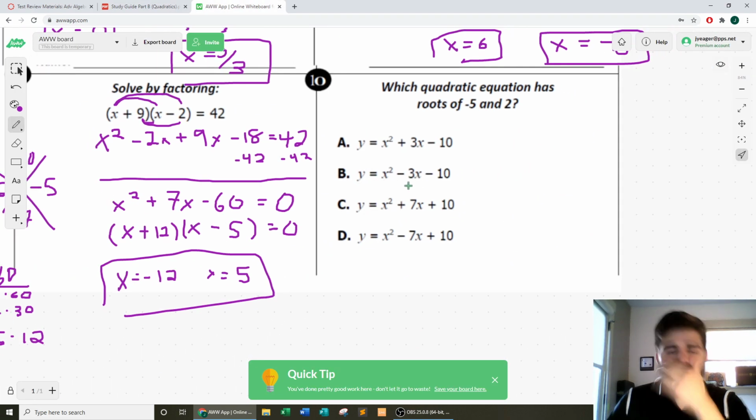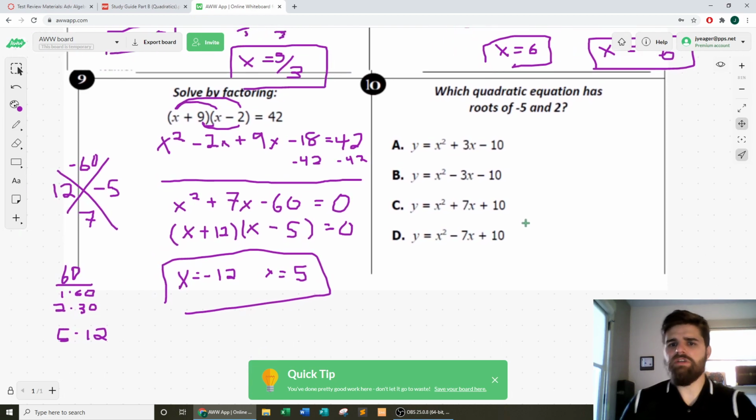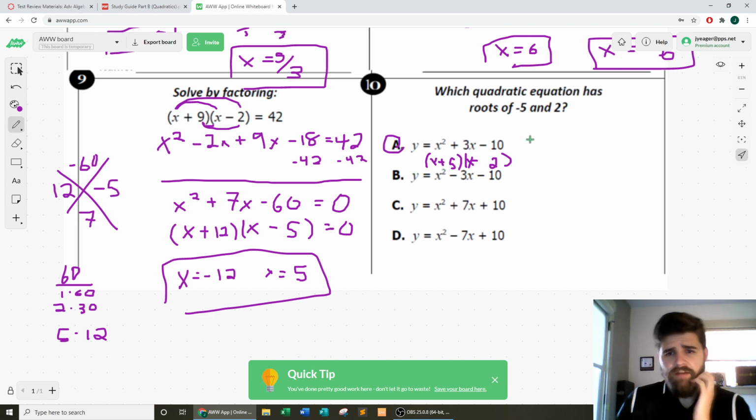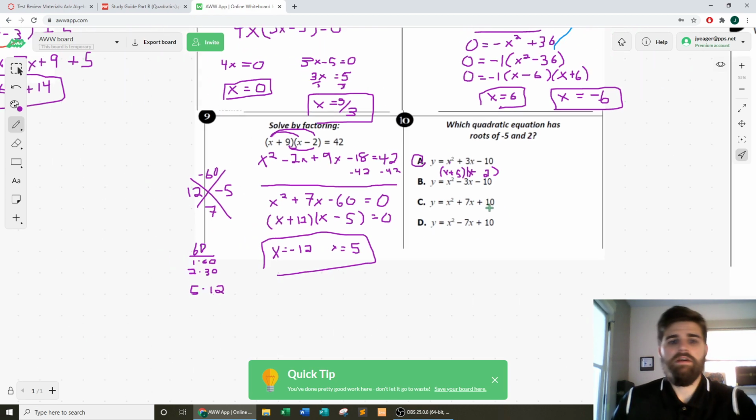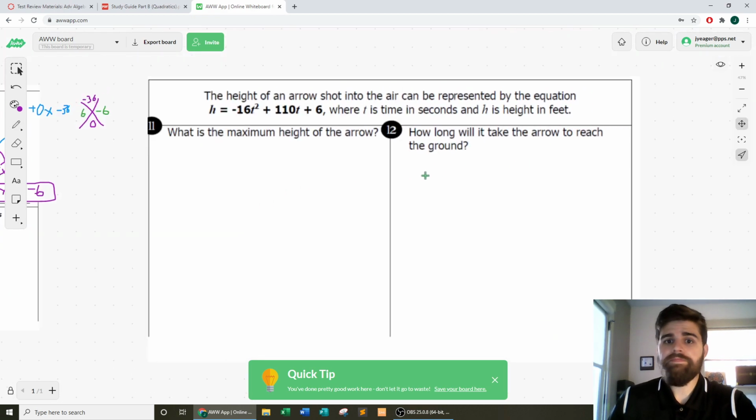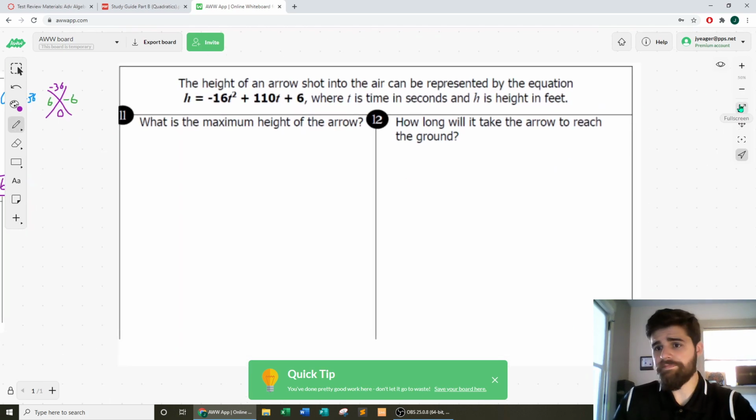Okay, number 10 is just asking which equations have roots of negative 5 and 2. There's a couple ways you could do it. You could factor each one, break this down, and see, okay, this is x, and 5 and 2. To get 3, you need to be positive 5 and negative 2. We can do it that way, and actually that's the right answer. Another way to do it would be to plug stuff in. I could plug in 2 into each of these equations and see which one comes out to be 0. Sweet. We're not going to dive too deep into that one so that we have time to look at this. All right.